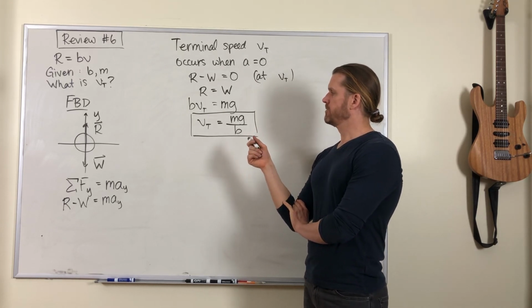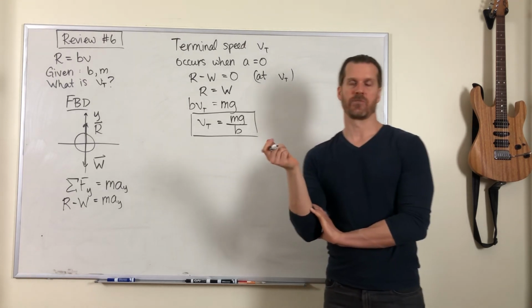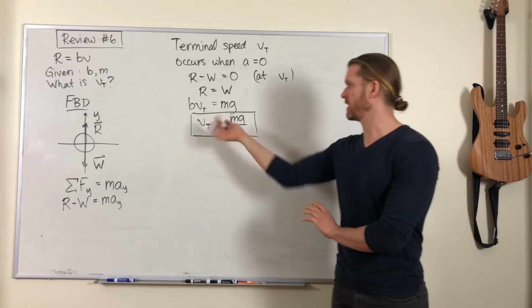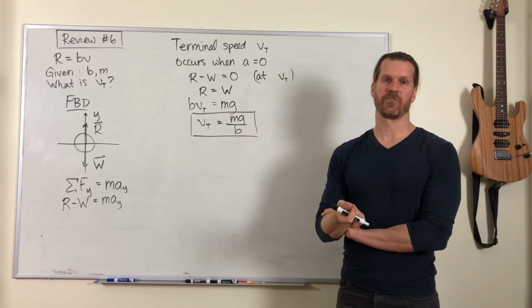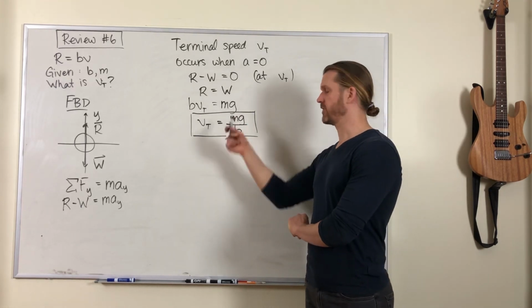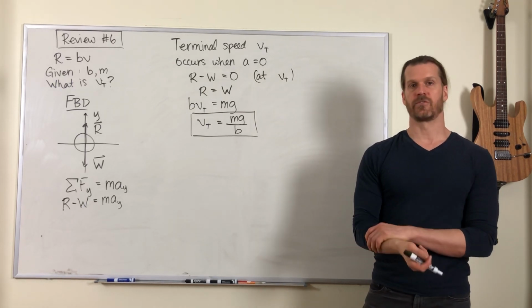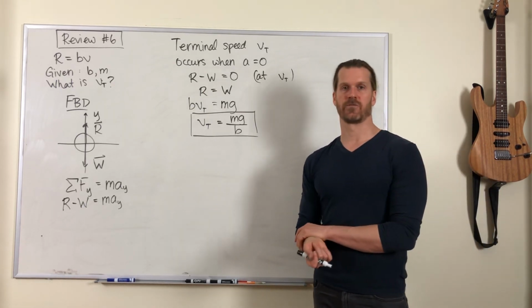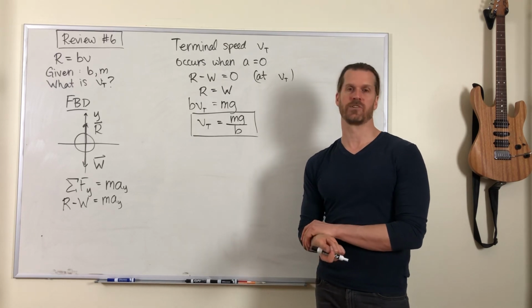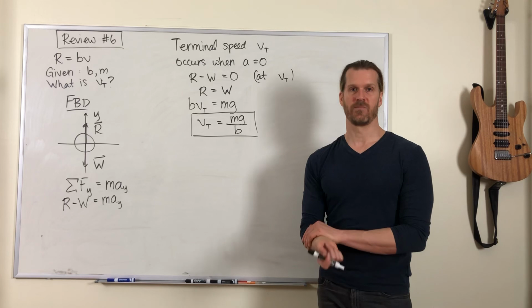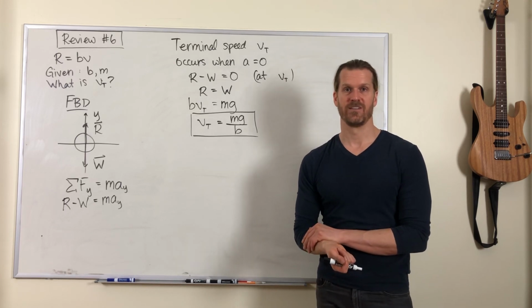So in a problem relating to terminal speed, I might ask you to calculate the terminal speed value for some scenario. That's pretty easy to do. This is a simple equation. But I also might ask you to explain this phenomenon of terminal speed. What does it mean for an object to be at terminal speed? And so you can describe some of the things I've been talking about in this video.